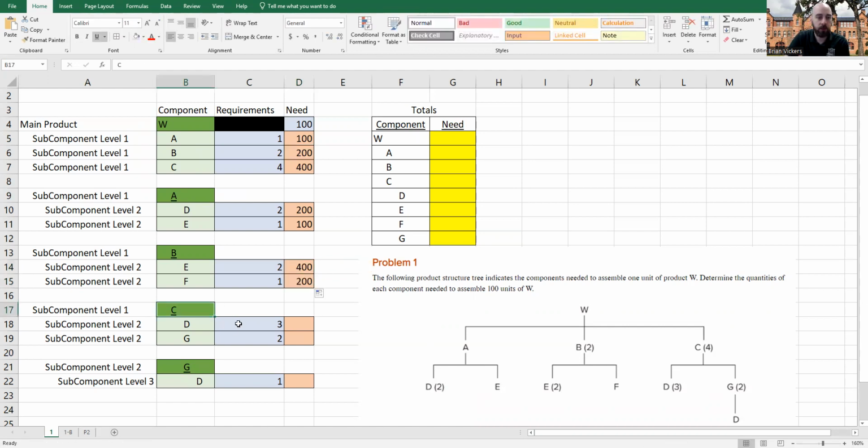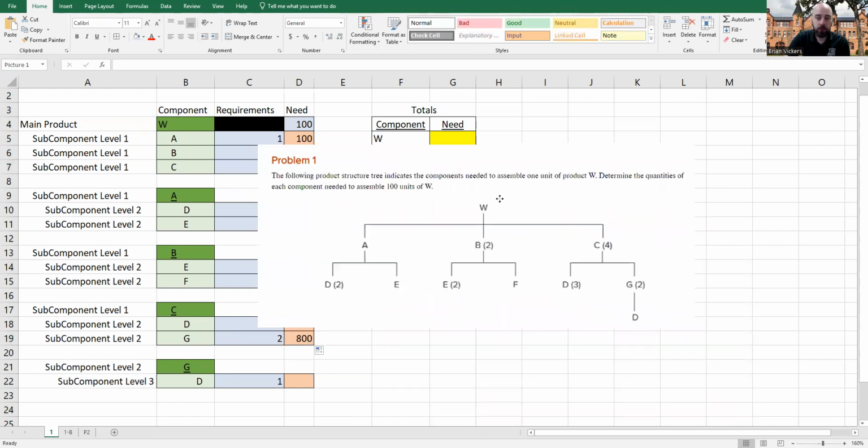And we're going to do the same thing for C's. For every C, we need 3 D's and 2 G's. So we'll look at how many C's we need. It's 400. Lock it in, multiply it by 3 here, and then drag it down. And we can see we need 2 times 400, which is 800 G's for every C.